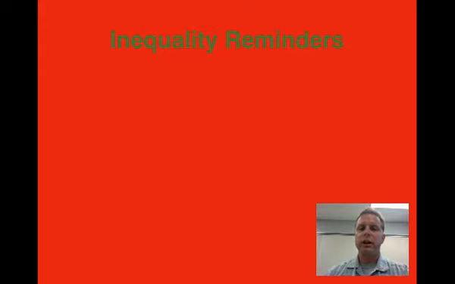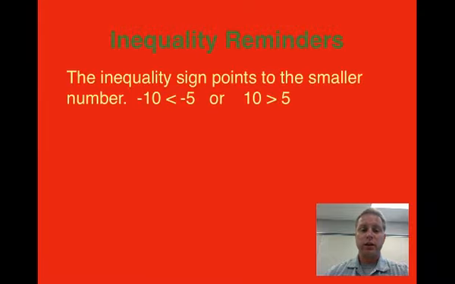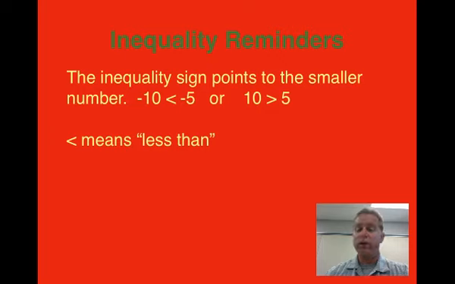Just want to remind you about inequalities because people get mixed up on which one's which. The inequality sign points to the smaller number. So negative 10 is less than negative 5, or 10 is greater than 5. Remember, if it's pointing to the left, it's less than. Look at the sides. The left side is smaller than the right side, less than the right side.